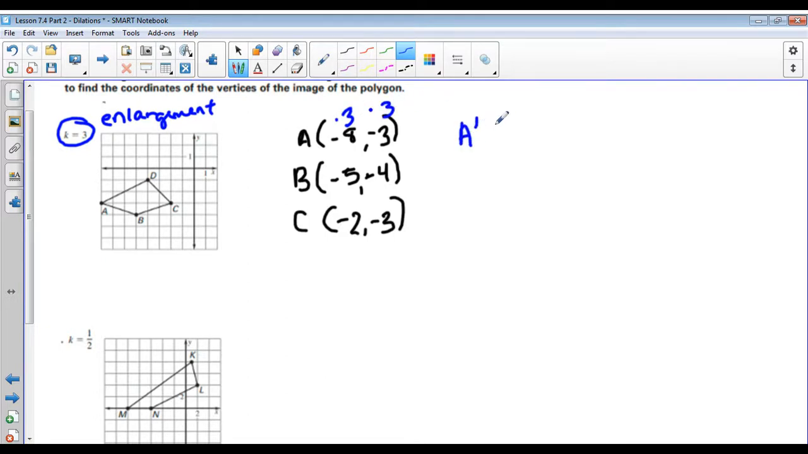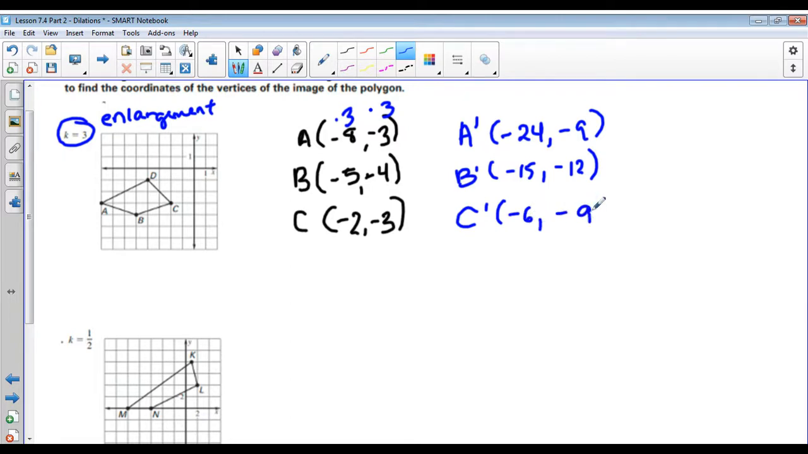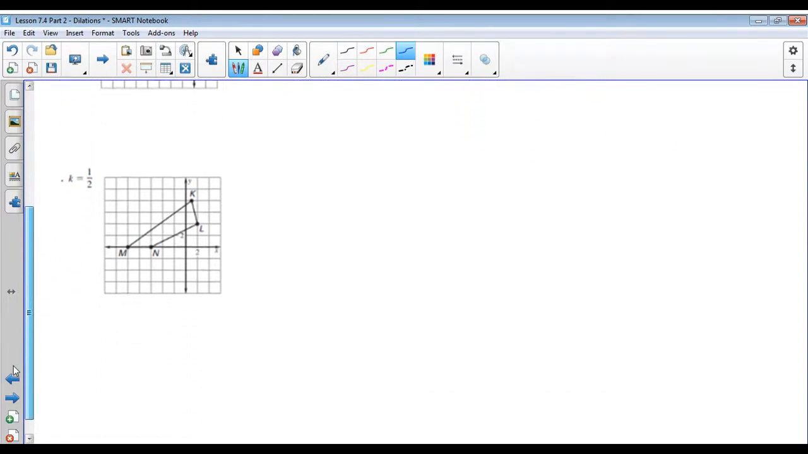So A prime would then be located at -24, -9. For B prime, it would be located at -15, -12, and C prime would be located at -6, -9. And again, we're not going to plot these, but we can see that that's going to be a much bigger image.